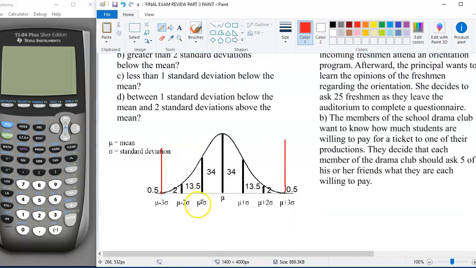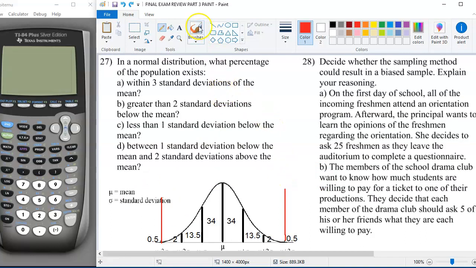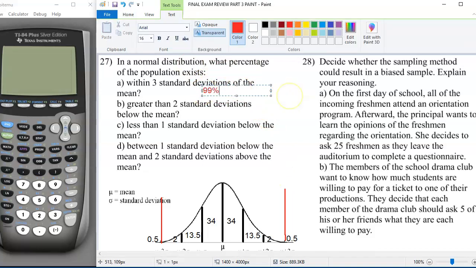Now, we all know that about 0.5% of the population is below 3 standard deviations, and about 0.5% of the population is above. They get kind of left out of the deal. But we also know that the other 99% fit in within 3 standard deviations.